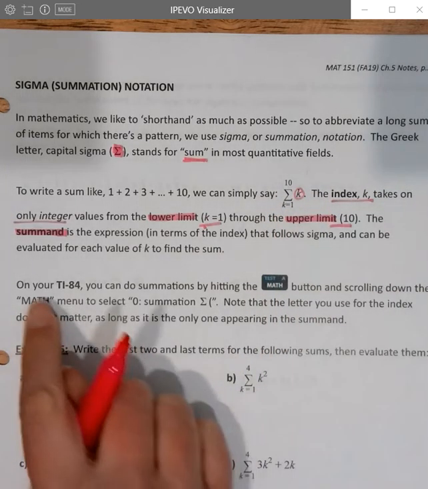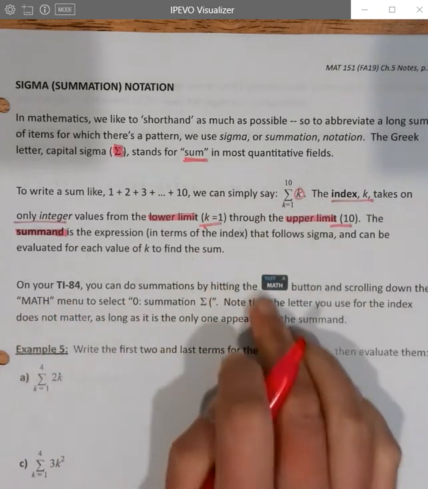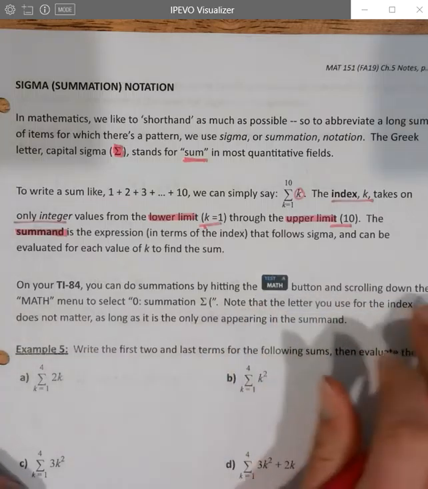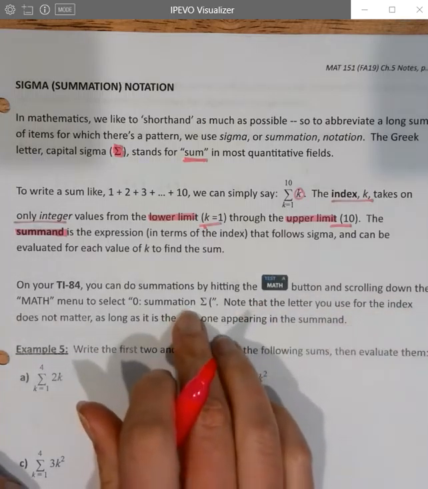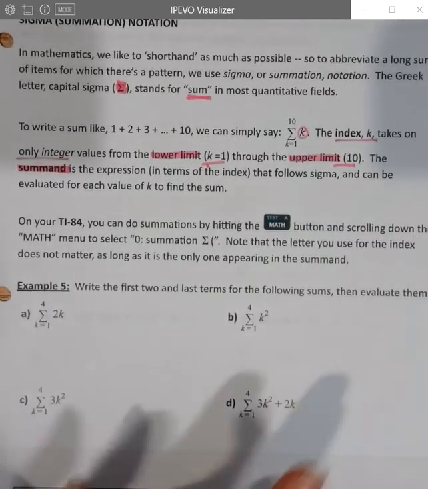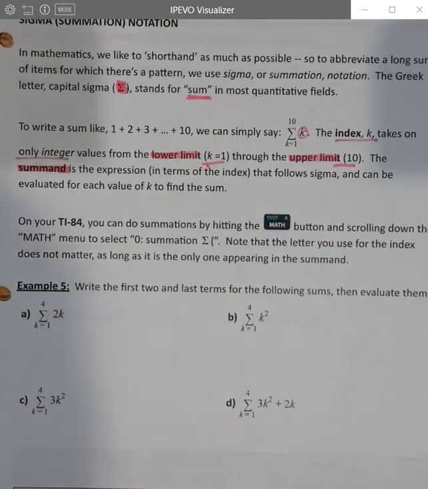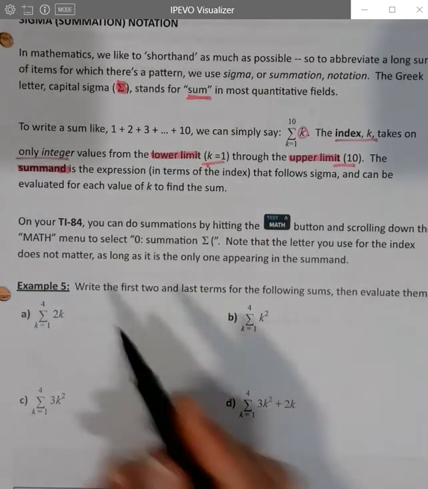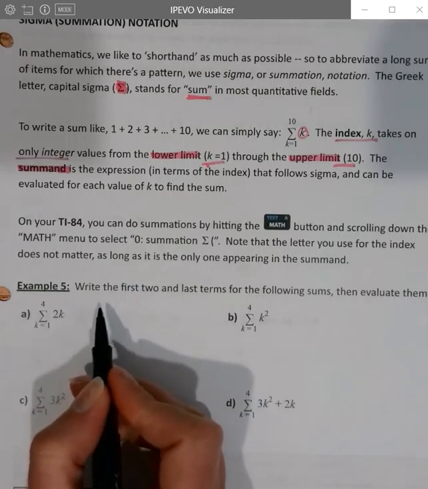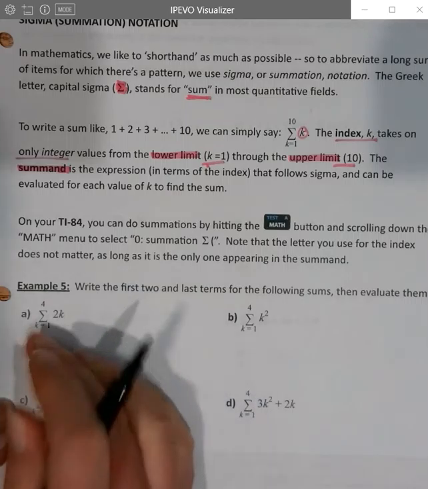Okay, now on a calculator or Desmos, we're going to look at both. We can use summation notation to add something up. Okay, so we're going to do that a couple times. So first, write the first two and last two terms of the following sum and then evaluate them. All right.